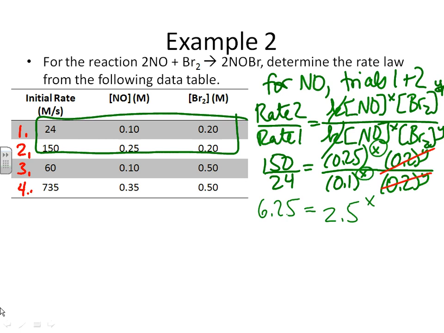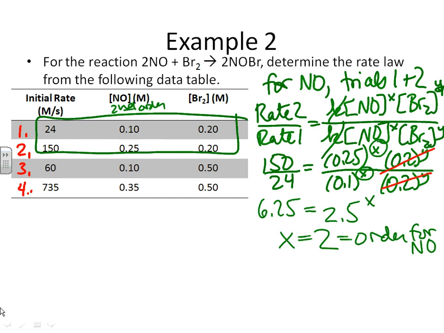You need to be able to solve for x from this point. Again, this is a math issue. You need to hopefully understand that in order for this statement to be true, x has to be 2. It's only if you square 2.5 that you get 6.25. So we have second order for the NO. Okay, so that takes care of the NO. We figured out that it's second order.